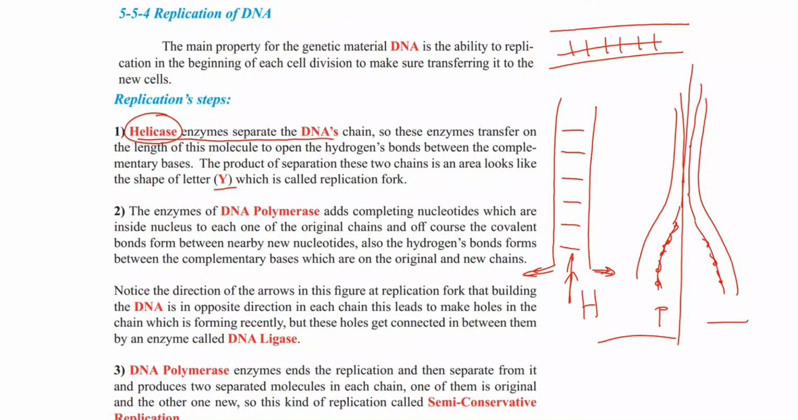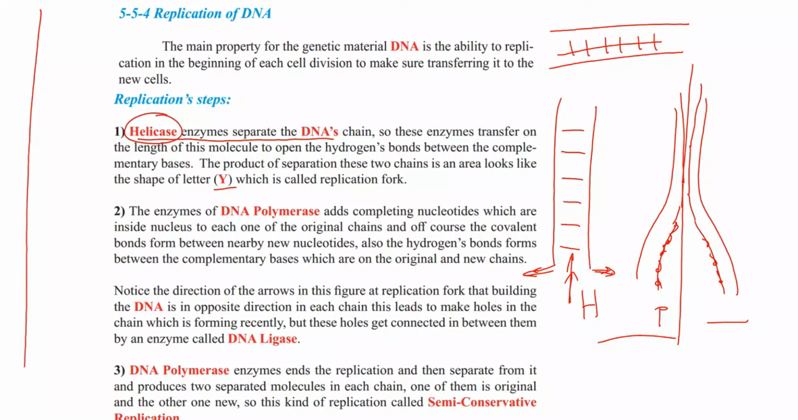are built. Notice the direction of the arrows in this figure of the replication fork, building the DNA in opposite directions in each chain. This leads to making gaps in the chain which is forming recently, but these gaps get connected in between by an enzyme called DNA ligase enzyme.